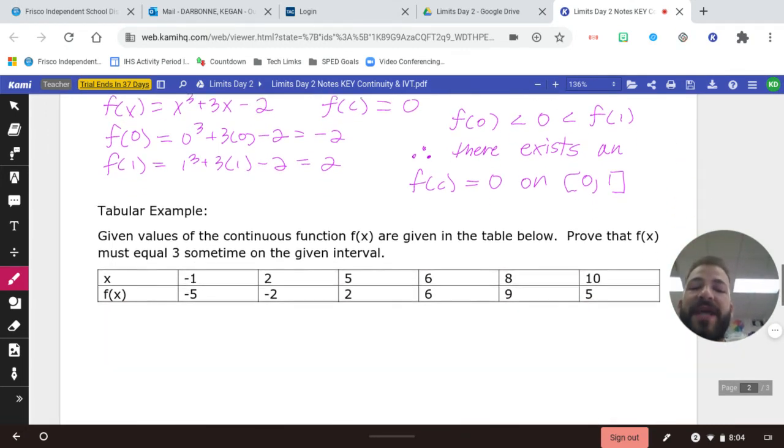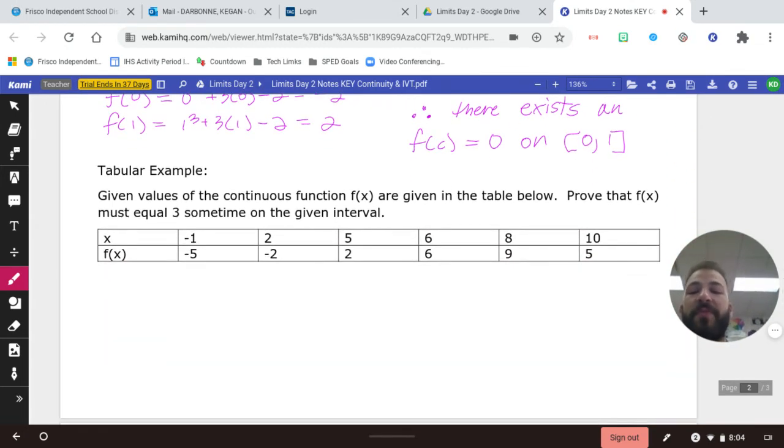Let's look at it from a table. So a little different example, but the nice thing about this is I've already given you the numbers. Okay, so given values of the continuous function f of x are given in the table below. Prove that f of x must equal 3 sometime on the given interval. So our given interval is negative 1 to 10. So our closed interval is negative 1 to 10. Okay, so I need to show that at some point from an x value of negative 1 to an x value of 10, my function has to cross through 3.